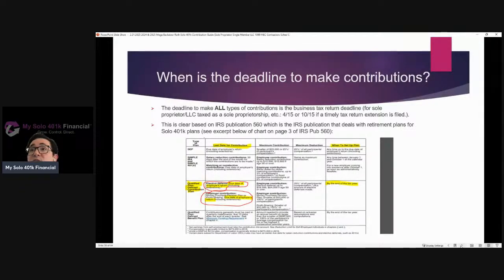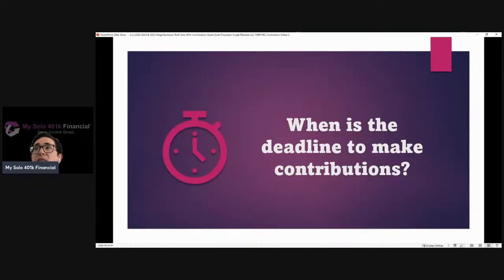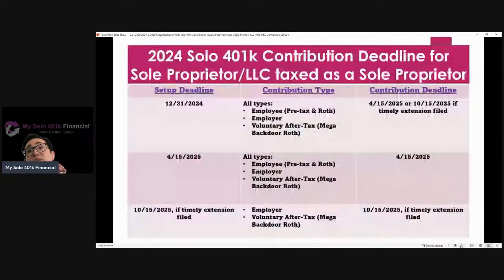IRS Publication 560 is the landmark guidance for self-employed retirement plans like solo 401ks. Now, Secure Act 2.0 introduces some additional deadlines, so we'll talk about that. So when is the deadline to make contributions? The deadline that'll give you the most options with the most time is to sign up by the end of the year. So for those who signed up by December 31st, they would have preserved the ability to make all types of contributions by their business tax return deadline, including extension.